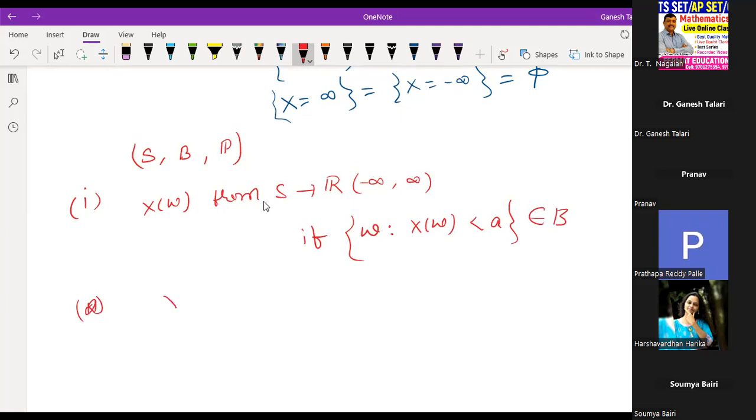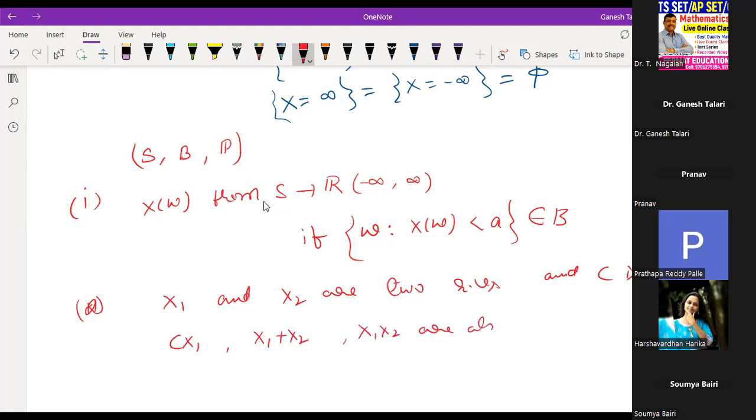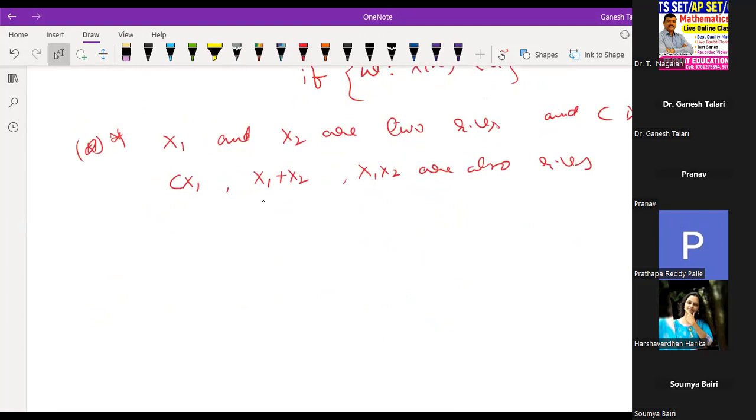And the second one: X1 and X2 are two random variables and C is a constant. Then C X1, X1 plus X2, X1 X2 are also random variables. So these properties will be applicable while you are going to solve the problem in conditional probability. So that's why you should remember the random variable properties.